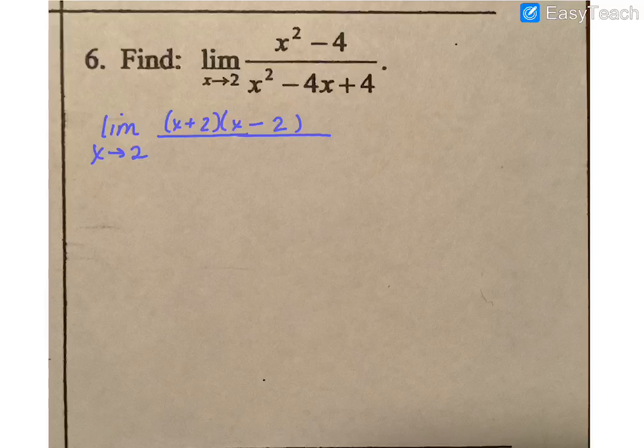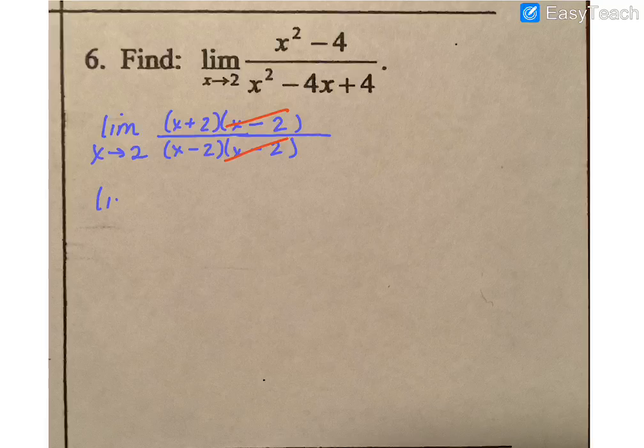In my denominator, I'm also factoring into 2 parentheses. X squared breaks into x times x, and 2 numbers that multiply to be positive 4 and add to be negative 4 are negative 2 and negative 2. You will notice that we have a common factor of x minus 2. So x minus 2 in the numerator and x minus 2 in the denominator will cancel.